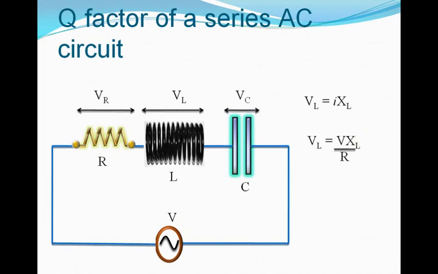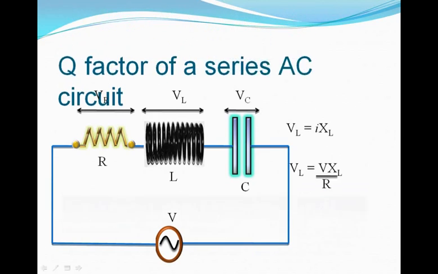In the case of a resonant circuit, Q factor is defined as the ratio of the net potential difference across the inductor divided by the net potential difference applied in the circuit. Understood? So VL divided by V is called the Q factor, and of course it determines the quality of the resonance. Now VL by V is XL by R. So VL by V is the same as the inductive reactance divided by the resistance in the circuit. And this is the quality factor of the circuit.